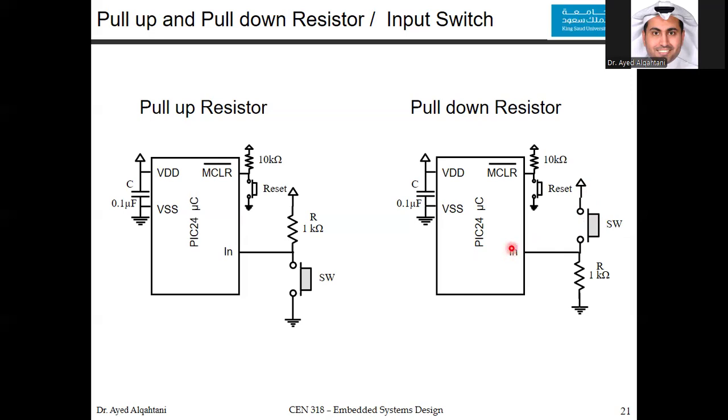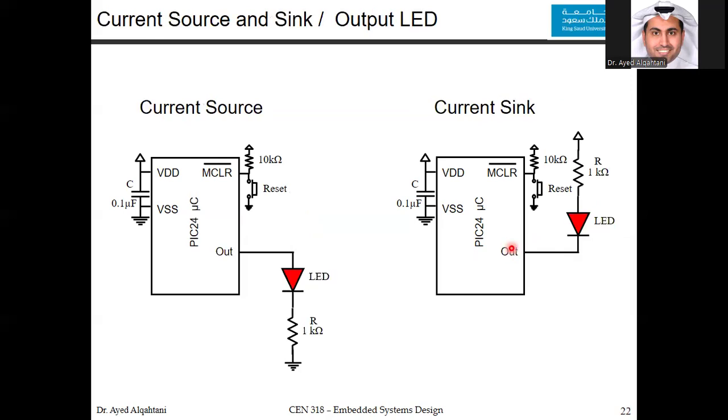Now, what about the LEDs? Usually we choose this one, because if you have a logic 1, the LED will be on. If it is 0, then the LED will be off. It's very easy to understand. Also, it's easy for our application. So we usually use this setup, which is the current source.